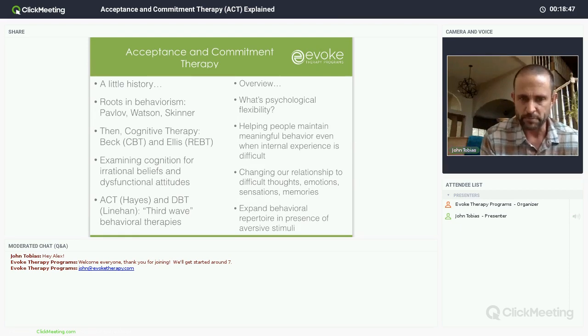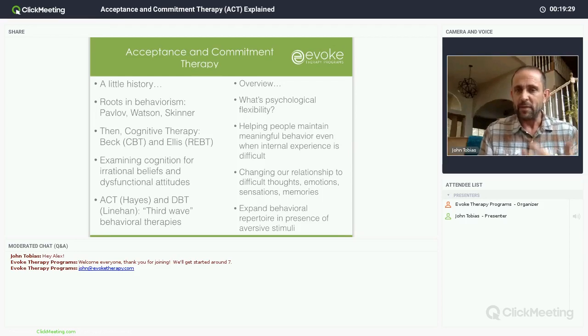Let me explain that a little bit. So what I mean by that is I use the phrase internal experience, and when I use that phrase, I use it as somewhat of an umbrella term. And what it covers is thoughts, feelings, bodily sensations, memories. These all fall under internal experience. Other ACT practitioners might call it private events. Either way, same thing. So helping people maintain meaningful behavior even when their internal experience is difficult. In other words, they're having a difficult thing.